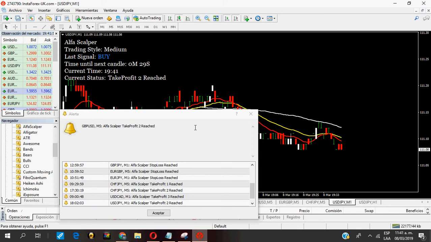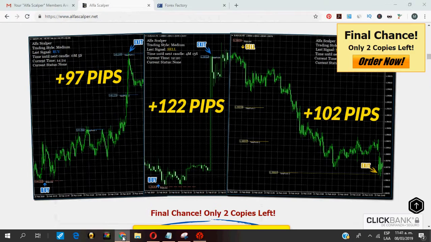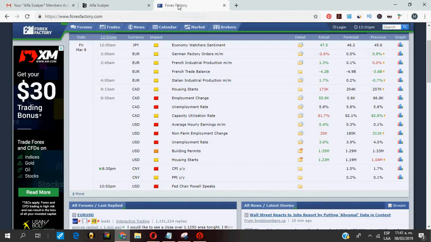Also, before you open a trade, you need to check out a Forex calendar. I use Forex Factory. You want to avoid pairs with high importance news, the ones that are in red. In this case, we should stay away from the US dollar and CAD dollar.